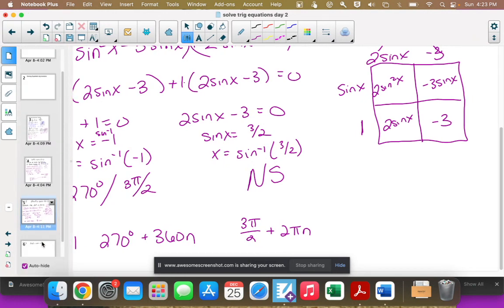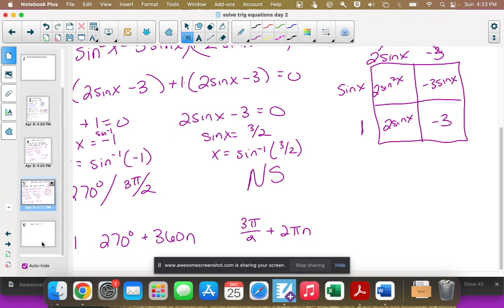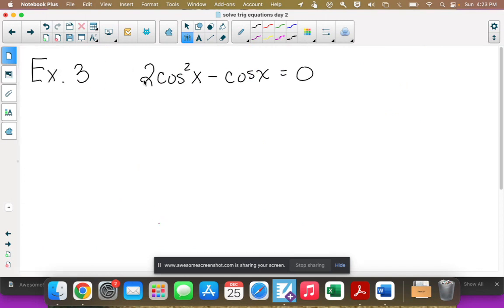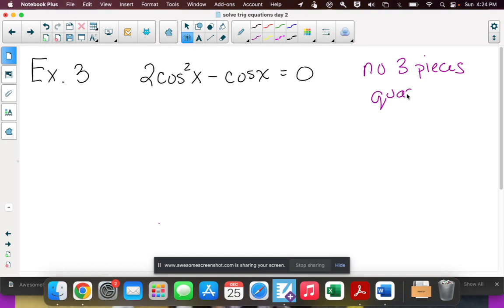I do want to show one, just because this does happen sometimes when we get into some higher level problems. So this one, okay, well, first off, it does not have 3 pieces, right? It only has 2. And this is not a problem where I can add cosine to both sides and divide by 2. It's not a linear problem, because you still have that squared piece. So it's still quadratic, but now I don't have 3 pieces.